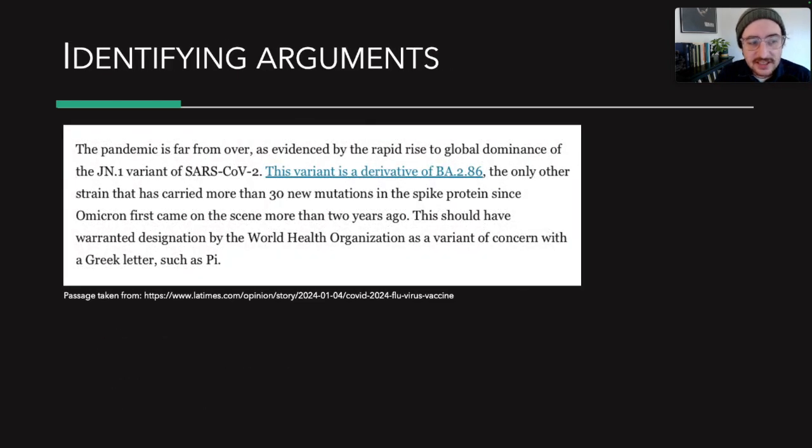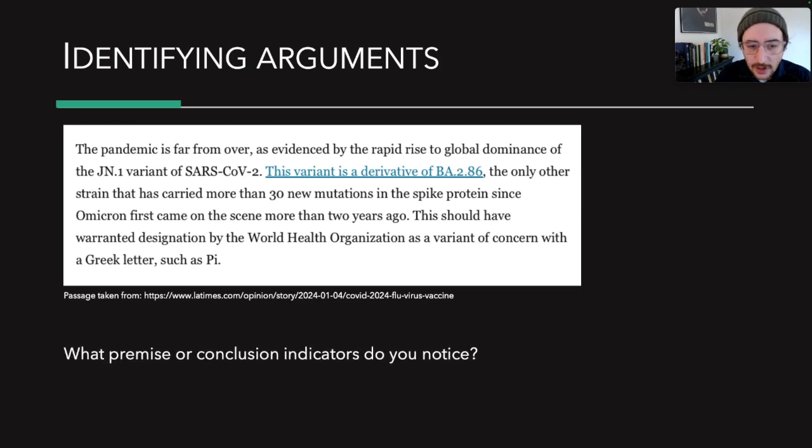So let's consider this passage again. What premise or conclusion indicators do you notice? The one that I noticed right away is right after the comma in the first sentence. It says, as evidenced by. So what comes after that is the evidence or premises that are meant to support the earlier claim. So I know that everything after the "evidenced by" are the premises, and everything before, the pandemic is far from over, that's the conclusion. So it's trying to convince you that the pandemic is far from over by then offering this evidence to support that conclusion.